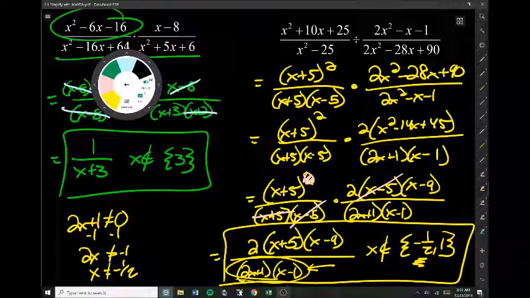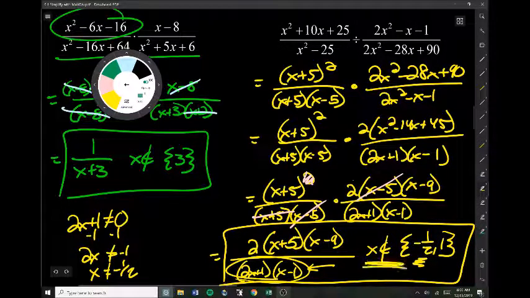So you're going to take your factors of the denominator, set them equal to 0, and see what value of x gets me to 0. I can't have that, so I pull it out of the domain. It's not inside the set of what x can be.